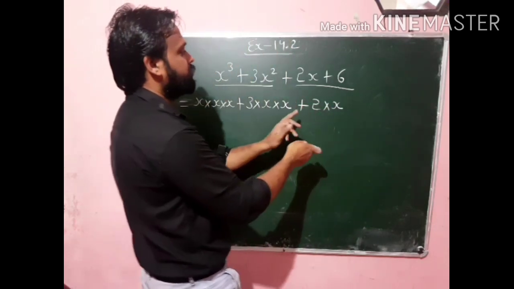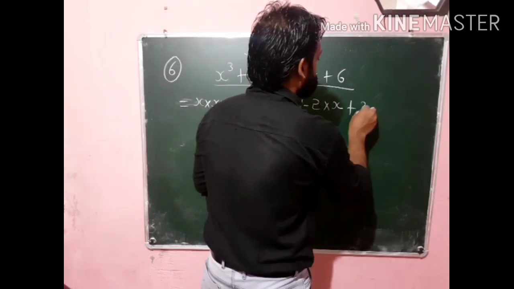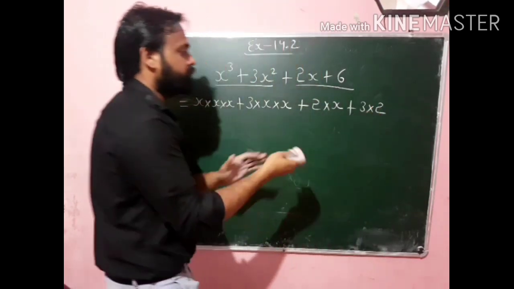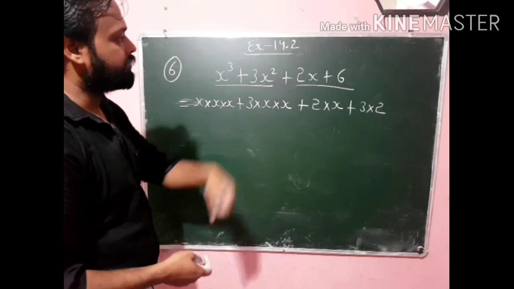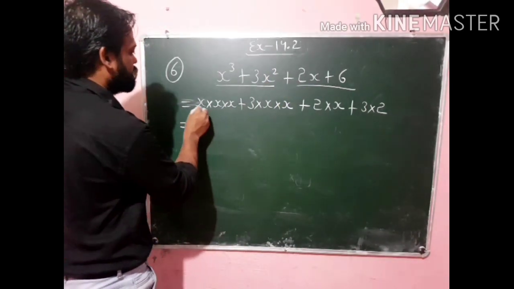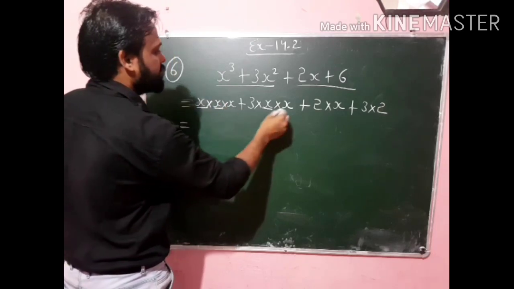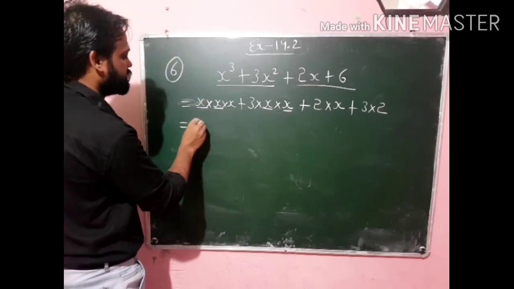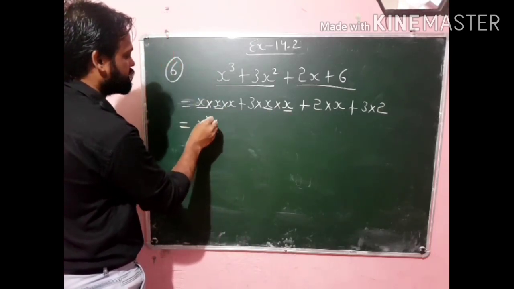Like this way we can make the factors. And also 6, how can we make the factors of 6? 3 into 2, 3 twos are 6, so in this way we can make the factors of 6 also. So okay, now in the next step you can see this x and this x is common, so x into x is x square. So basically x square is common.